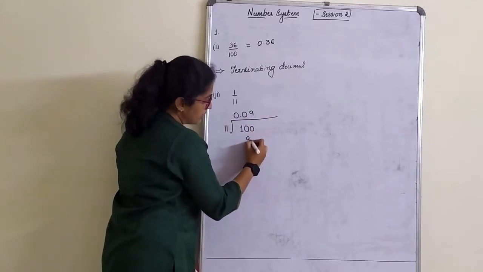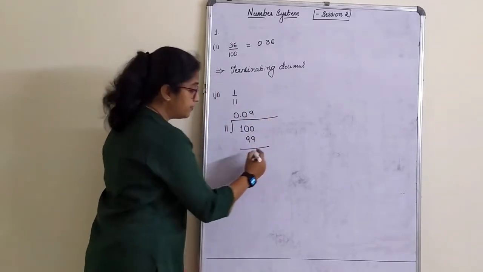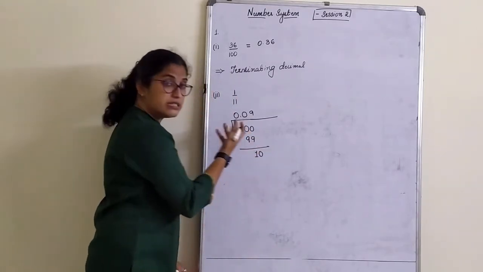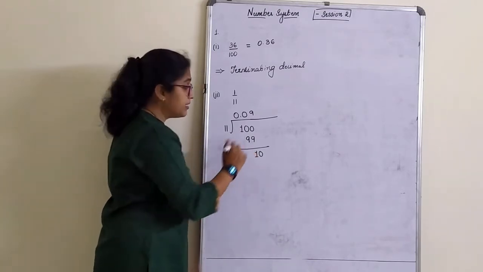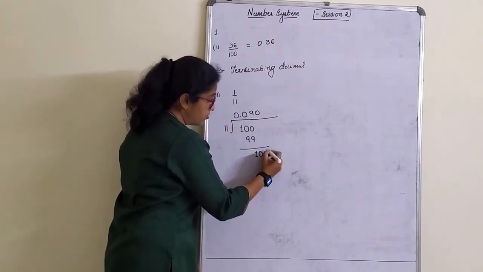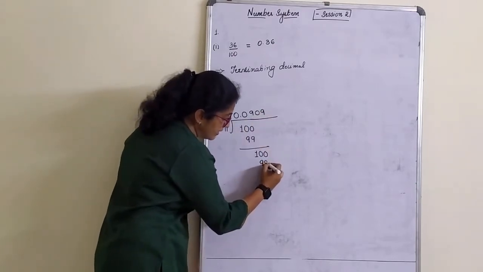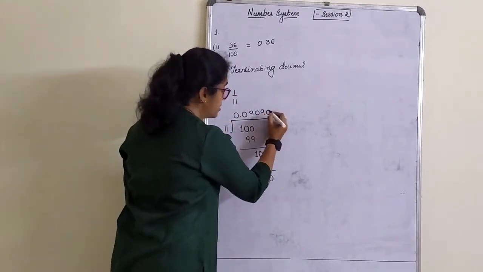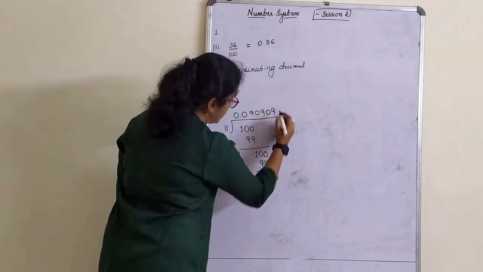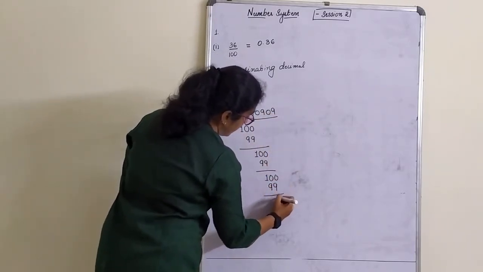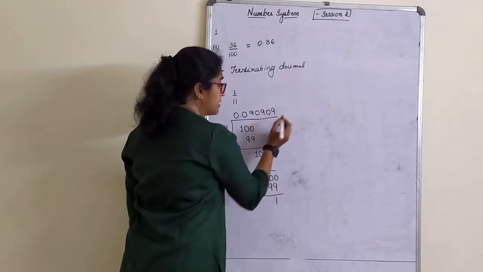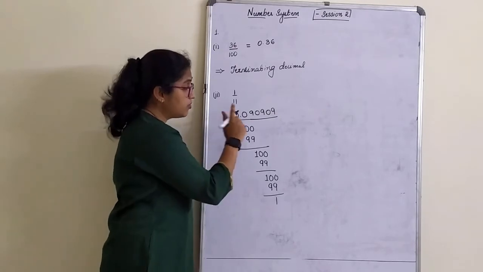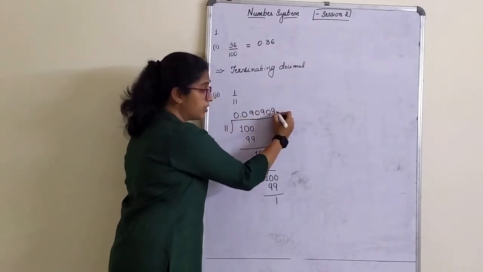11 9s are 99. Remainder 1. Again with 1, I can take 10 because the decimal is already taken. But with 10 I cannot do anything, I want one more 0. So 11 9s are 99. Again the remainder is 1. I can take 10, another 0 if I want, 100. So 11 9s are 99. Again remainder 1. So this is continuing the same thing. The same number will continue. What number is continuing here? 0909. So 0909 is continuing here.